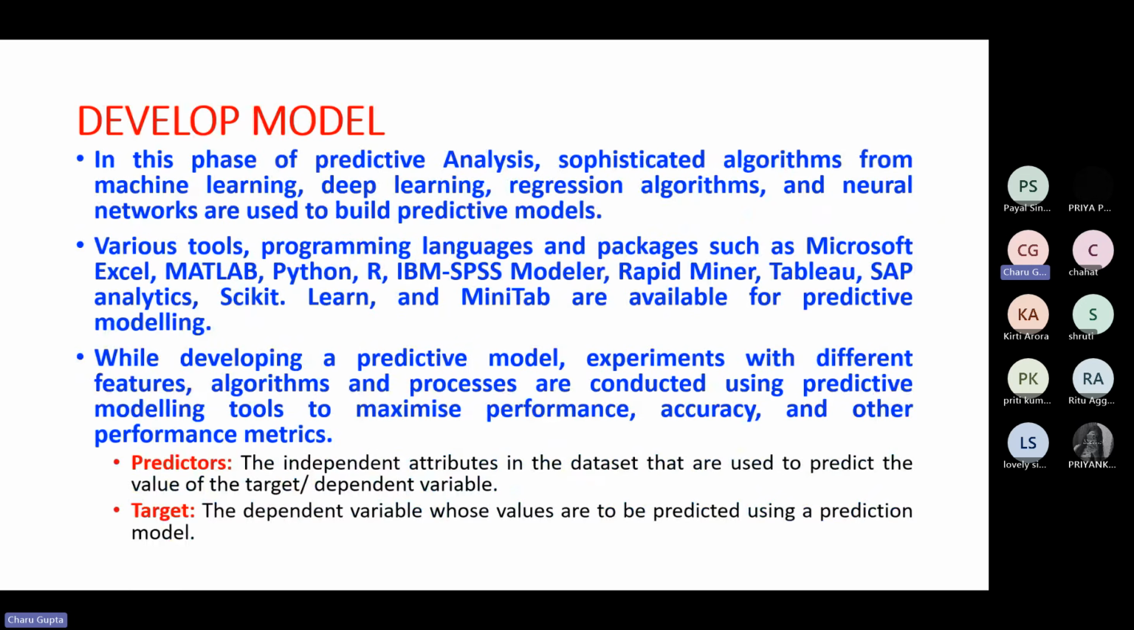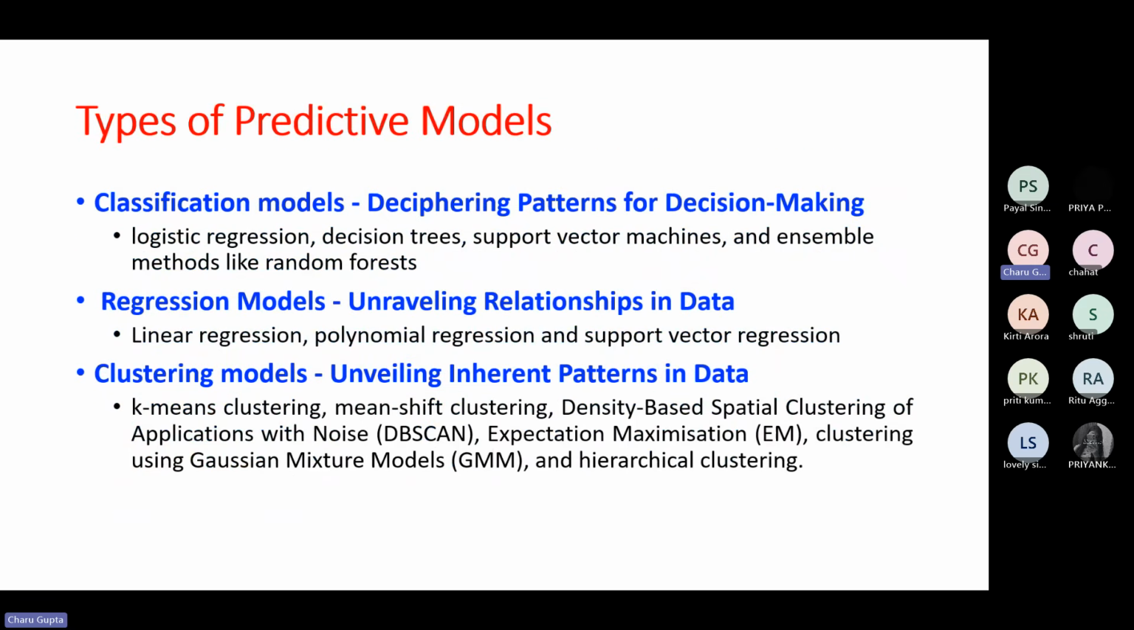Then we apply the statistical algorithms like machine learning algorithms or deep learning algorithms or any regression algorithms. We may use tools like MATLAB, Python, R, or SPSS Modeler. Then we have RapidMiner also, right? And we can apply any of the algorithms to identify the new outcome.